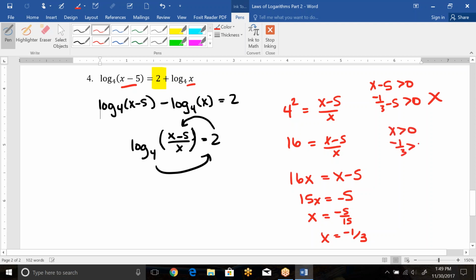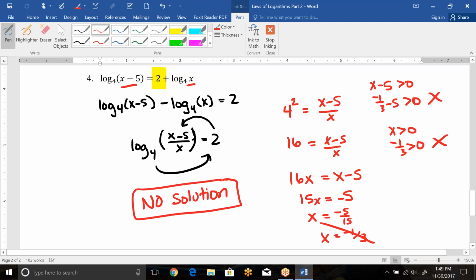Either one would have failed. But remember, it only takes one for it to fail and not be a solution. So this whole equation is no solution because the only solution we got didn't work. All right, I hope you enjoyed this video, and hopefully this will help clear up how to know which way to solve your log equation.